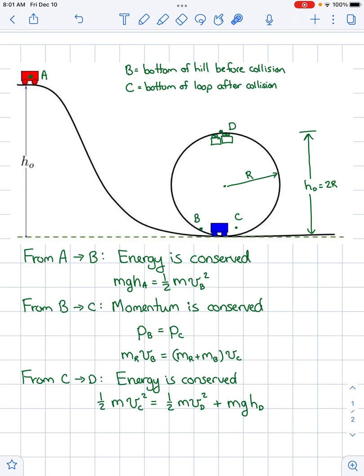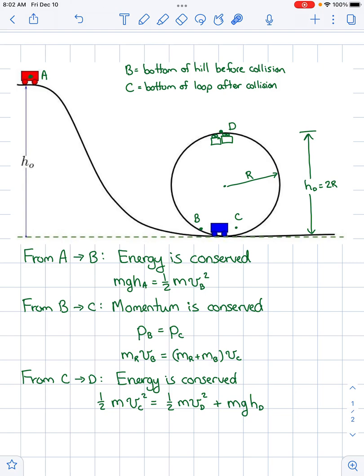Now, once you finish the collision, at point C, you have two cars moving, and they go up to the top of the loop, and I tell you the velocity at point D. So from point C to point D, energy is conserved again. So the energy at point C, which is kinetic, must equal the energy at point D, which is kinetic plus potential. So you're going to work this backwards.